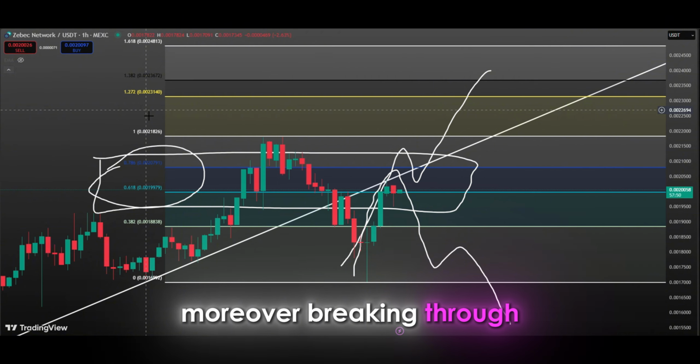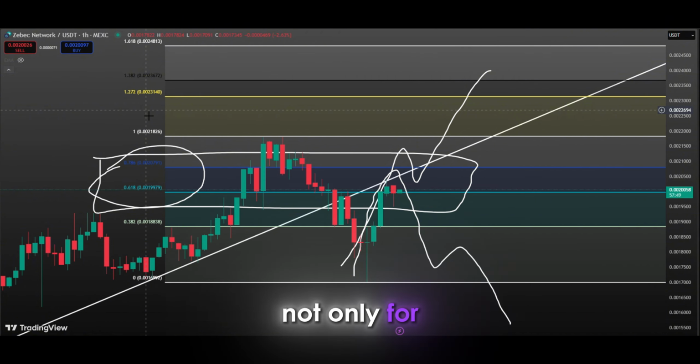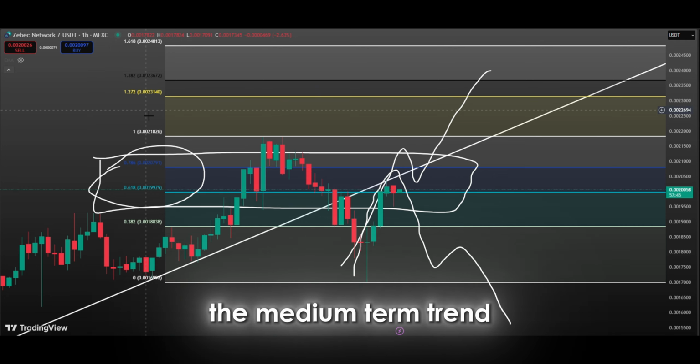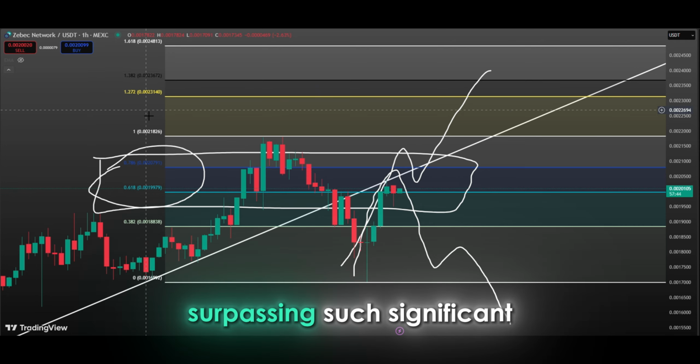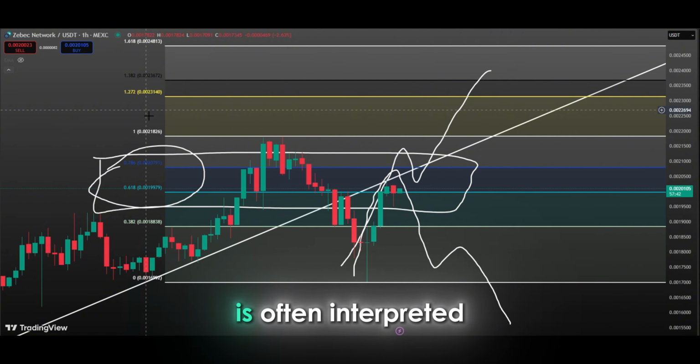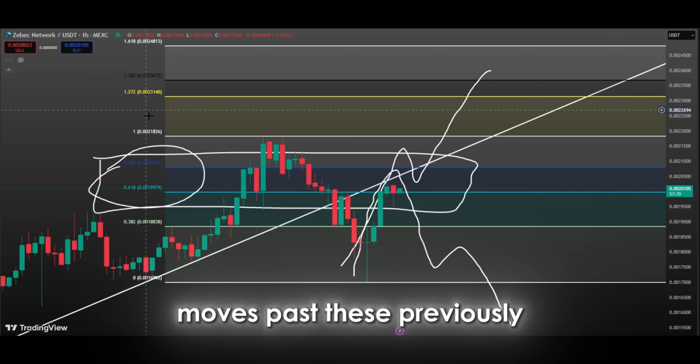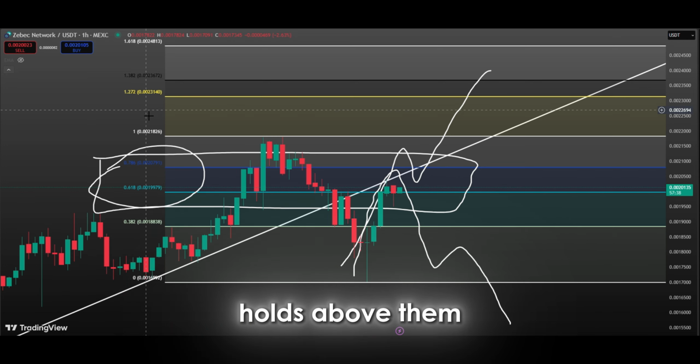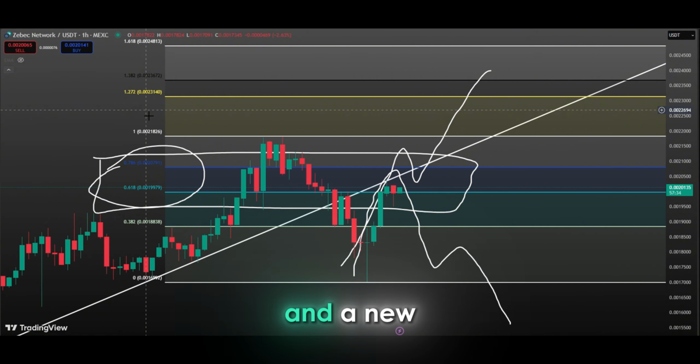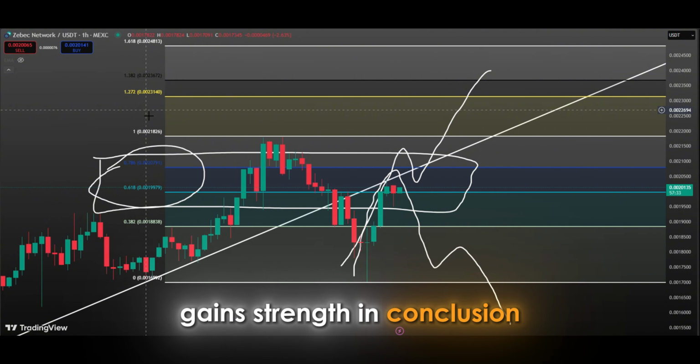Moreover, breaking through these levels can be decisive not only for short-term movements, but also for the direction of the medium-term trend. Surpassing such significant Fibonacci levels is often interpreted as a sign of trend reversal. If the price moves past these previously reactive levels and holds above them, the notion that the prior downtrend has ended and a new bullish cycle has begun gains strength.